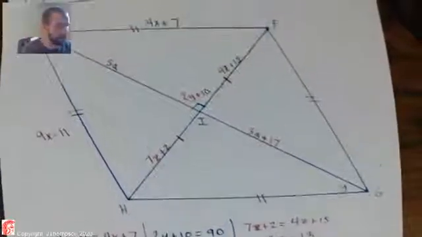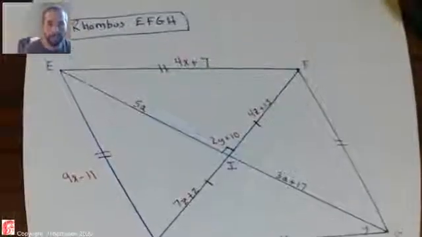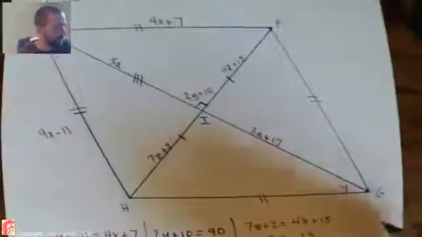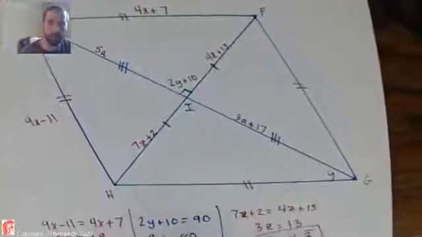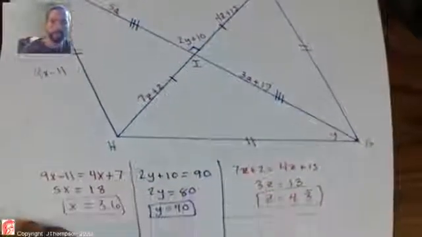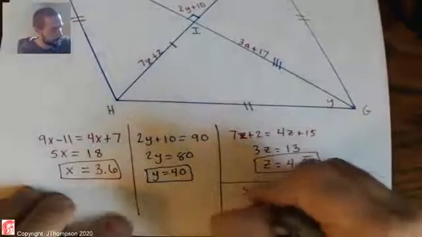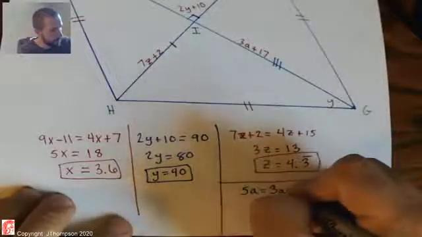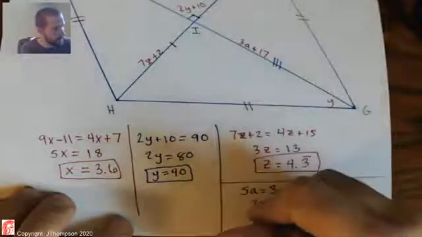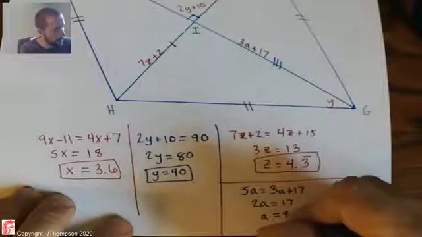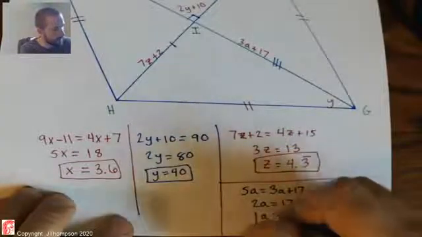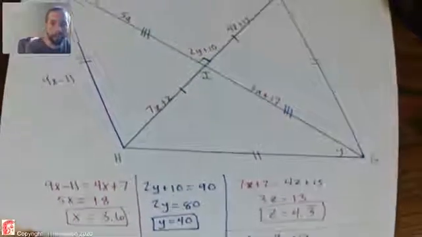All right, and the last one is, again, that the diagonals bisect each other. So that means that HF is also bisecting EG. So EI is going to be congruent to IG. So we're going to set those two expressions equal to each other. So 5a is equal to 3a plus 17. So solve this equation, and we get 8.5.